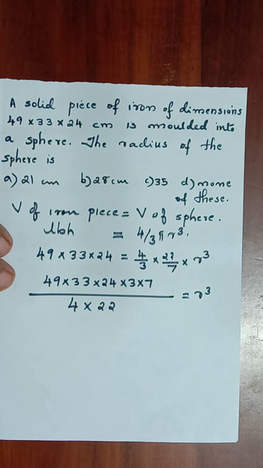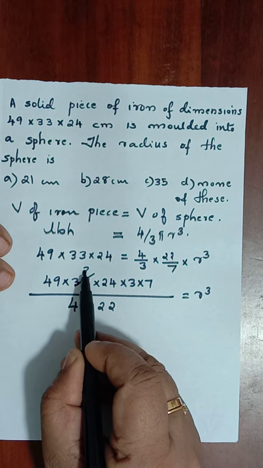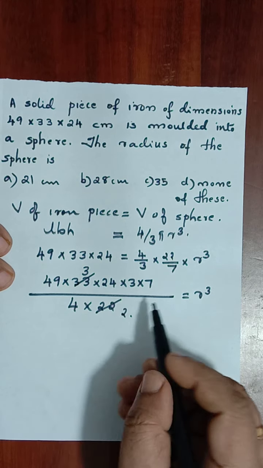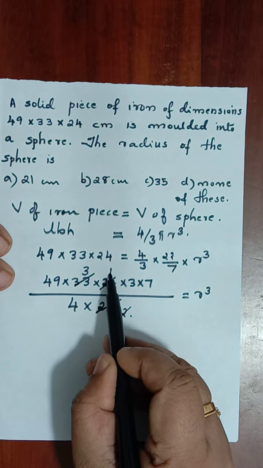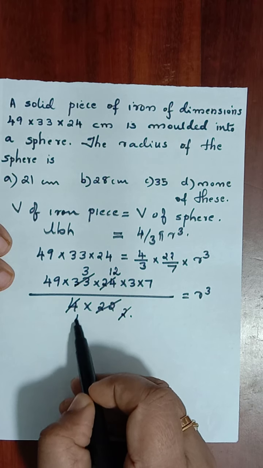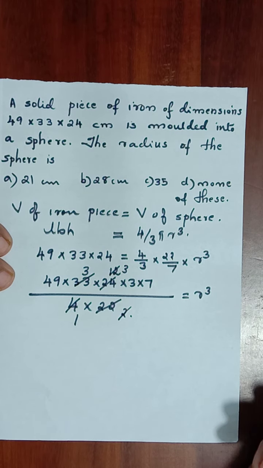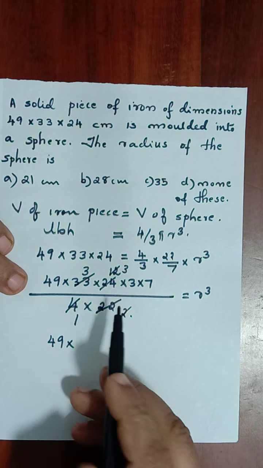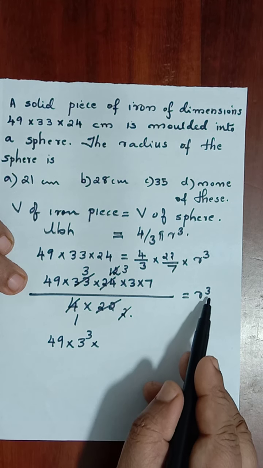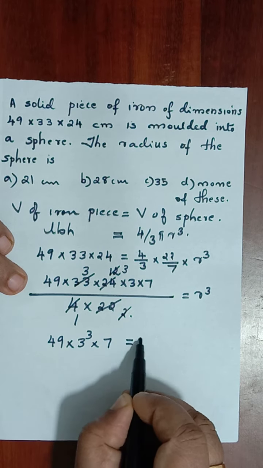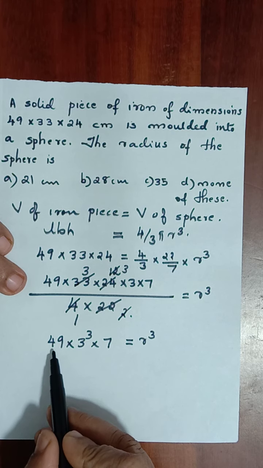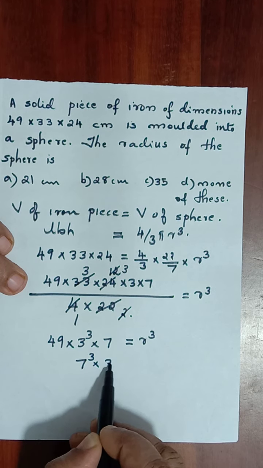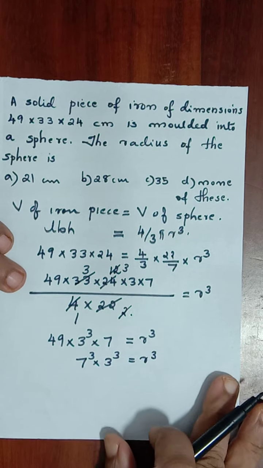So how do we cancel this? 33 by 11 is 3 times, 22 by 11 is 2 times. Now here we have 2, 12 times. Yes, 4 1 time, 4 3 times. Now look at this, 49 into, isn't it 3 into 3 into 3, 3 cube. Here we have r cube, so it's a cube number equal to r cube. 49 means 7 square, 7 square into 7 is 7 cube. 7 cube into 3 cube is equal to r cube.